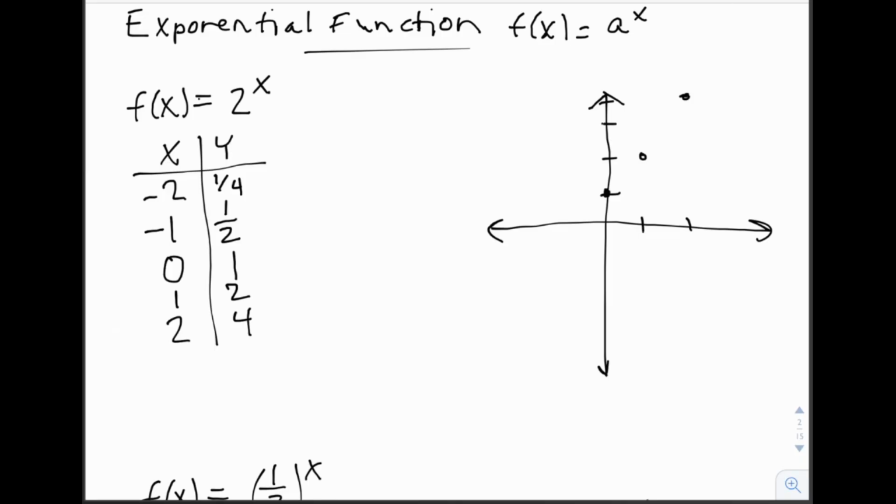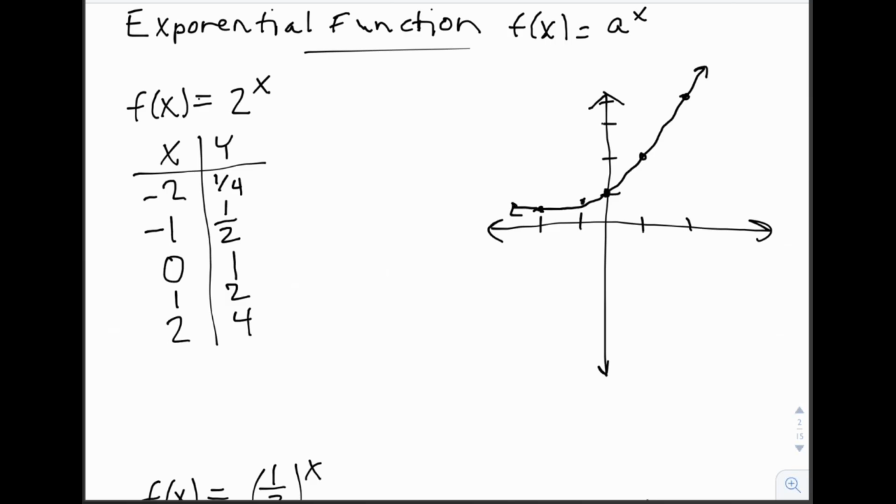And then we have a point at -1, 1/2, and a point at -2, 1/4. So we should have 2 additional points on this left-hand side that look like this. Connecting our dots here, we should get some sort of function that looks like this.